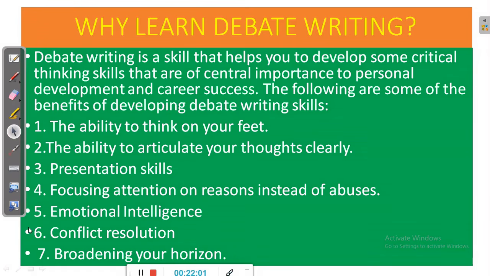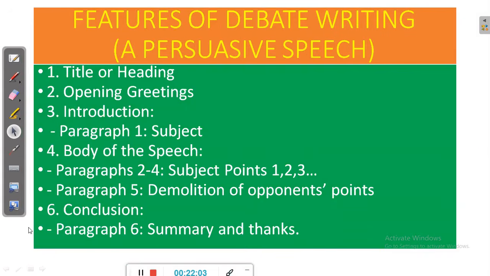Now, having said this, let's proceed to look at the features of debate writing. At this stage, we have noticed that when we are talking of writing a debate, we are talking about writing a persuasive speech. All right? The features are as follows. Number one, the title. You begin with the title or heading. Number two, you have the opening greetings, and this opening greetings has to do with the people that make up the audience.